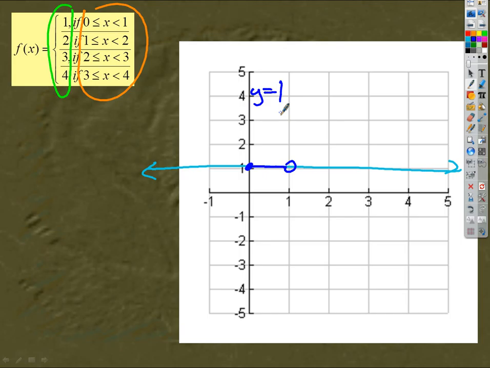Yes? Could your boundary line ever be like that? No, can't be. Your boundary line can't be diagonal for a piecewise function because then that would allow us to have pieces that overlap. It wouldn't be a function then, okay?